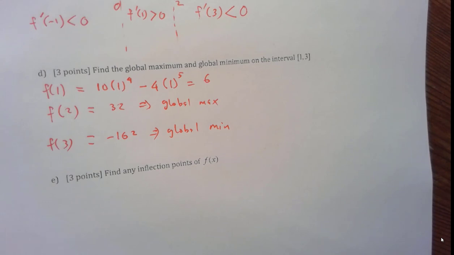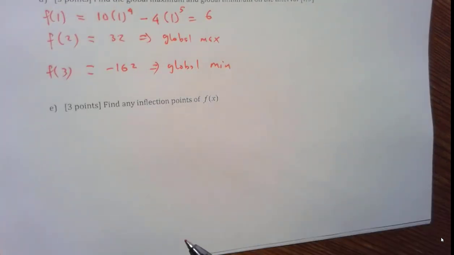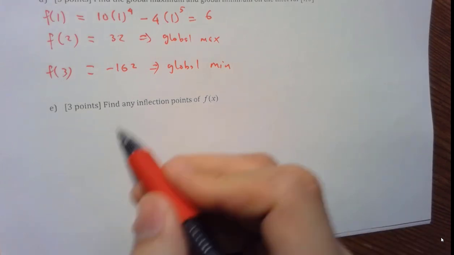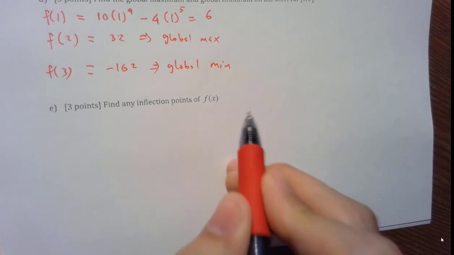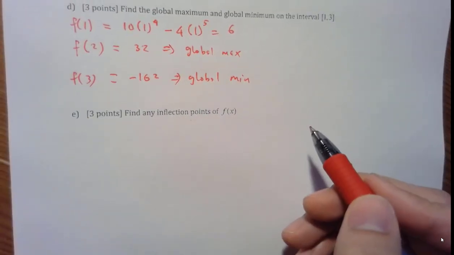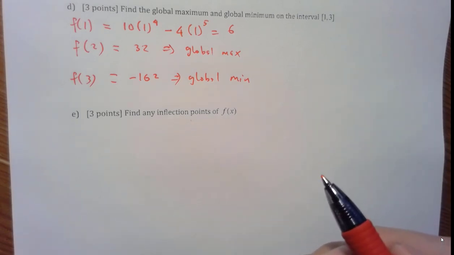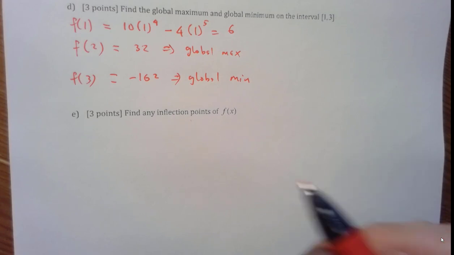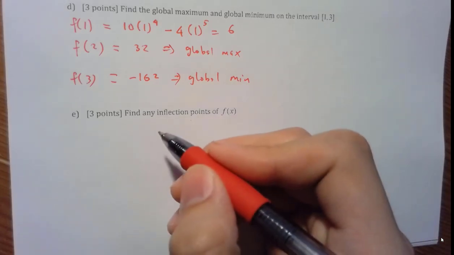Okay, all right. The last one: find any inflection points of f of x. The inflection point is the switching point between concave up and concave down, or from concave down to concave up. Anytime we want to find where a function is concave up or concave down, we must check the second derivative, which is f double prime.